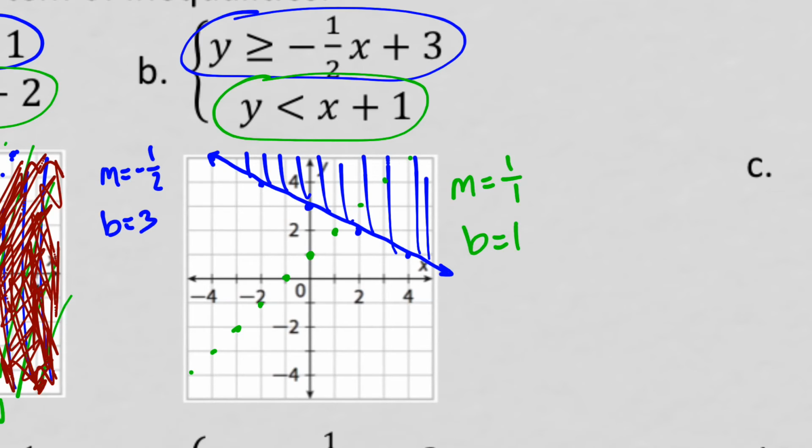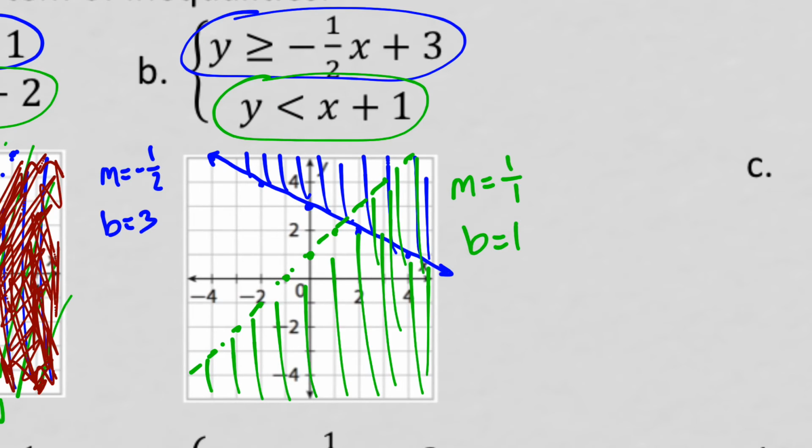And now you check if it's supposed to be solid or dashed. This one is supposed to be dashed. See, there's no equal sign, so make a dashed line right there. And finally check, is that supposed to be shaded up or shaded down? Less than means shaded down. So shade down below the graph like this.